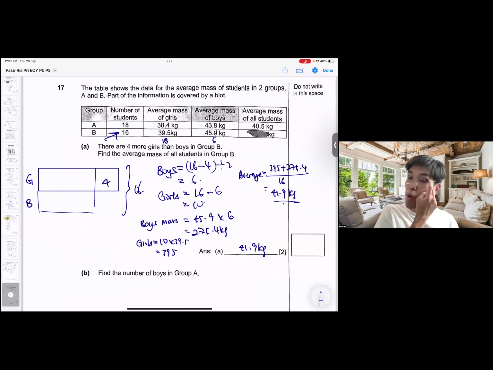Okay, I used too much space on the model, huh? But of course, drawing a simple model allows us to solve the question faster and visualize faster. Okay, next, find the number of boys in group A.